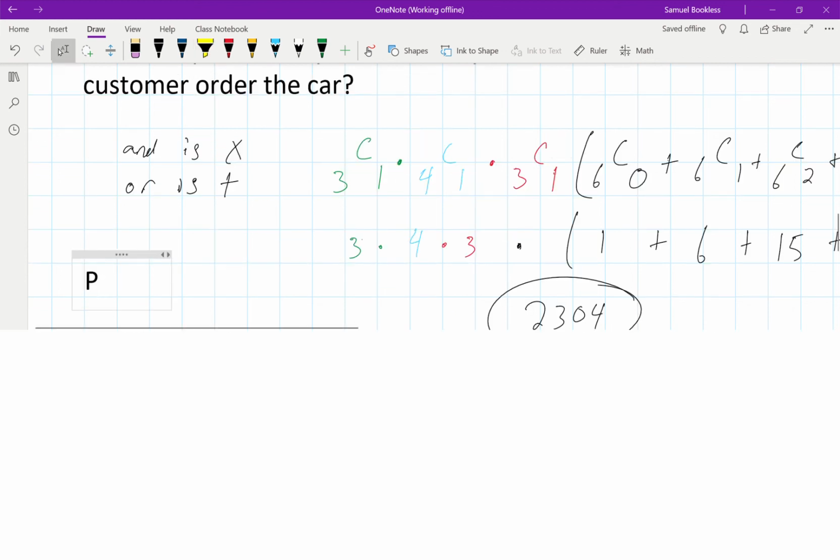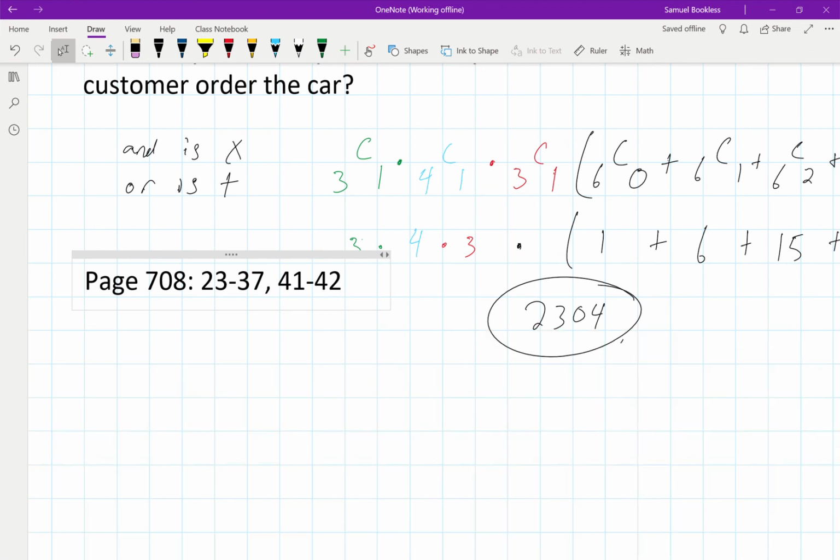Your homework is going to be page 708, 23 through 37, and 41 through 42. Okay, there will be a couple where maybe the order does matter, or it will affect the outcome, and so you want to use permutation. Again, that's going to be found in the same spot here. You're going to hit math, go over to PRB, probability, and here's NPR. So you'll be plugging in some numbers there as well.